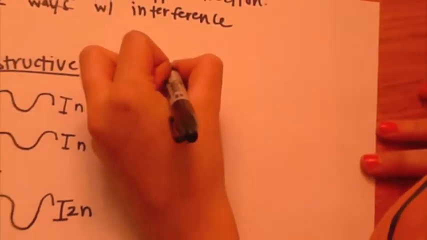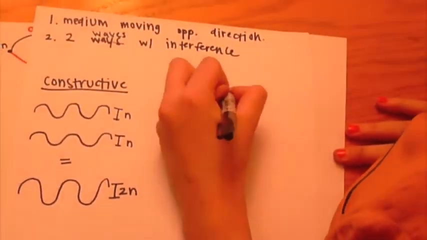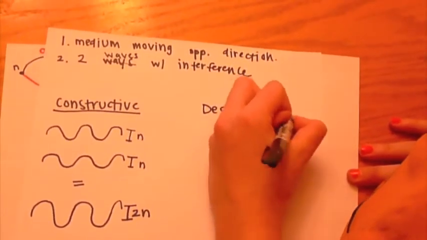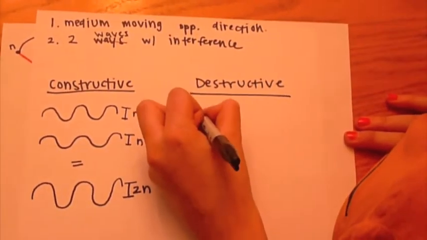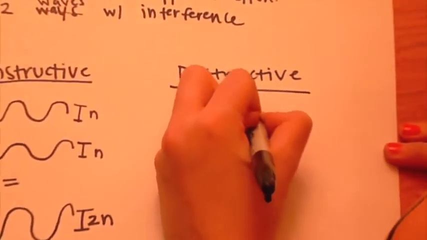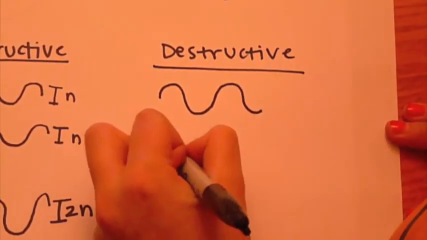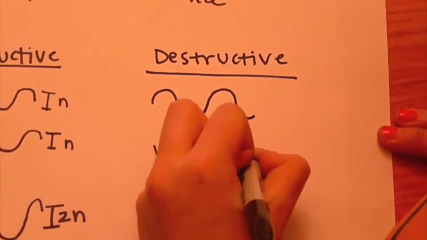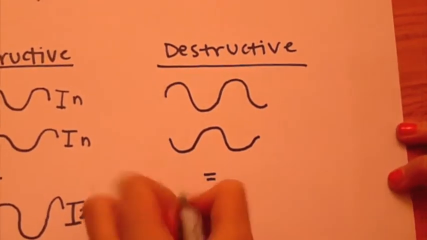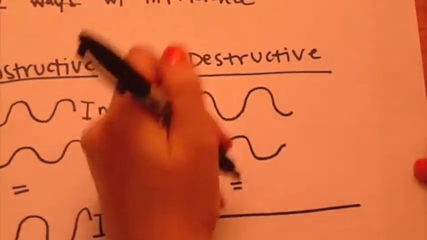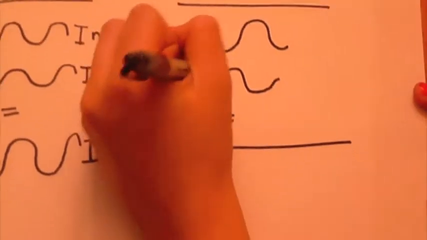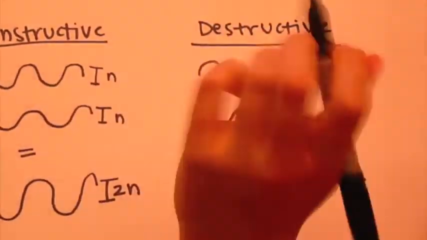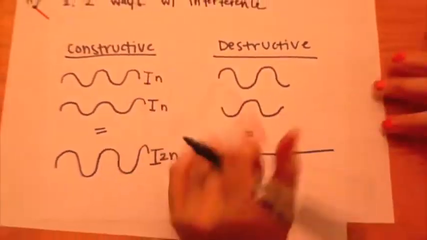Now the other type of interference is called destructive. And that's when the two waves have opposite peaks and troughs. So if that's one of them, the other one's like this. So they'll equal a flat line because they're going to cancel each other out by the positive amplitude and the negative amplitude. So that's the second type of interference.